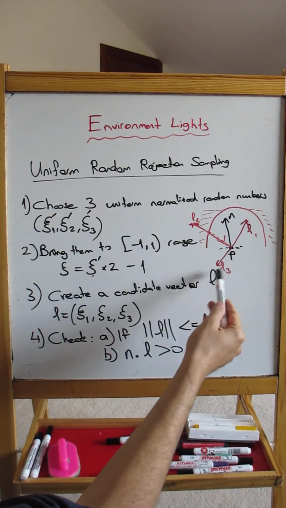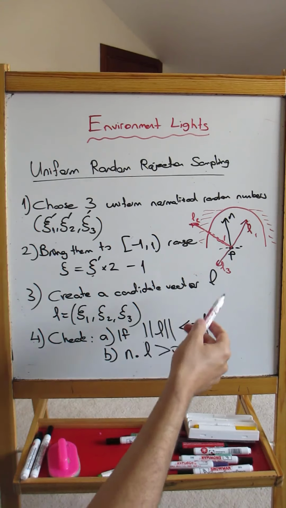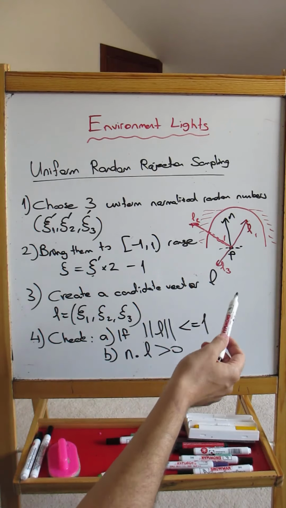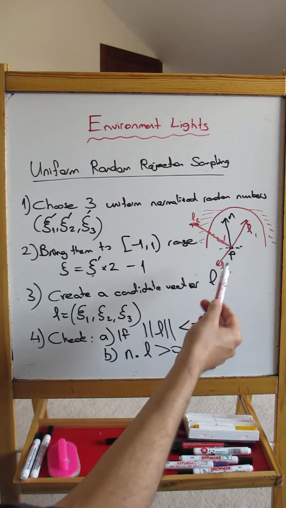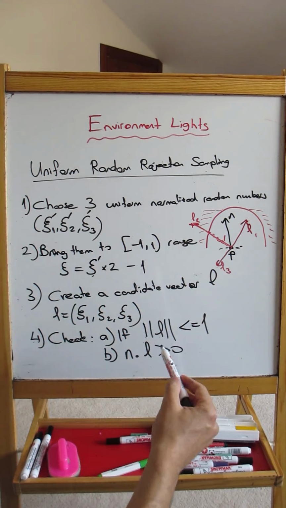We would reject L3 as well, right? Because it is in the opposite hemisphere. Now, let's say we found the L that we want. We could make a few tries, and maybe we end up rejecting a couple of candidate vectors, but it will not take a long time until we find something that fits these conditions.